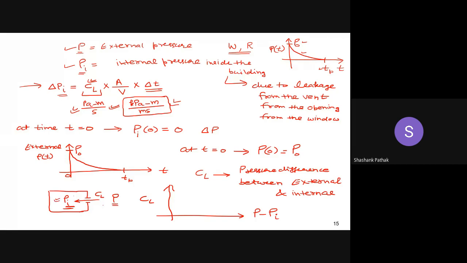So this leakage coefficient depends upon the pressure difference outside and inside the building. The graph of CL with P minus PI will be something like this. More the pressure difference, more the leakage. Less the pressure difference, less the leakage. That's how this empirical CL has been correlated with the pressure difference. If we know the pressure difference, we can very easily compute the CL. Now let us see how we do it.